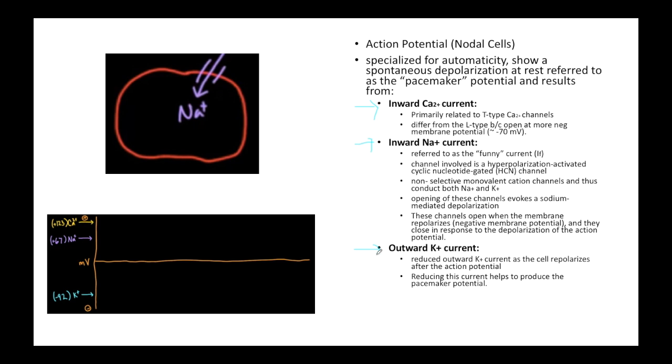So our inward calcium current here is primarily related to our T-type calcium channels instead of the L-type. And these are different because the T-type open at a more negative membrane potential, at -70 instead of what we saw before, which was way higher, somewhere around there.